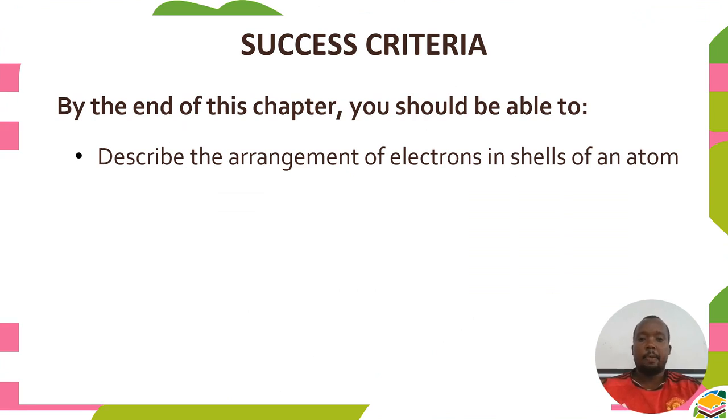And in today's lesson, the success criteria is by the end of this lesson or chapter, you should be able to describe the arrangement of electrons in shells of an atom.